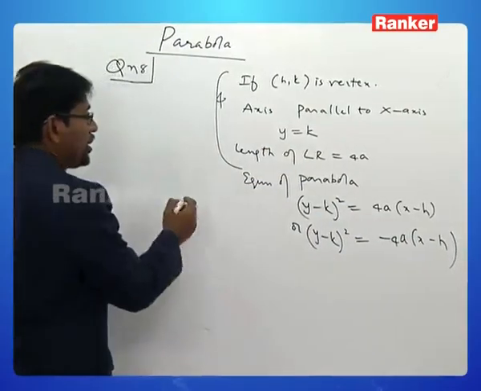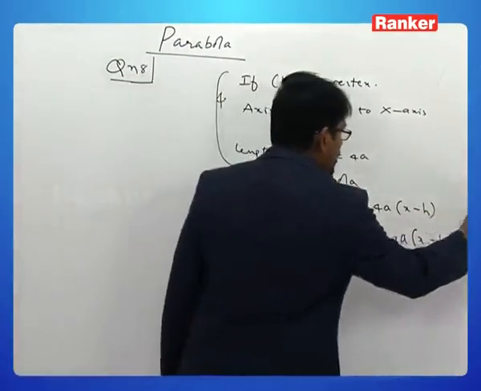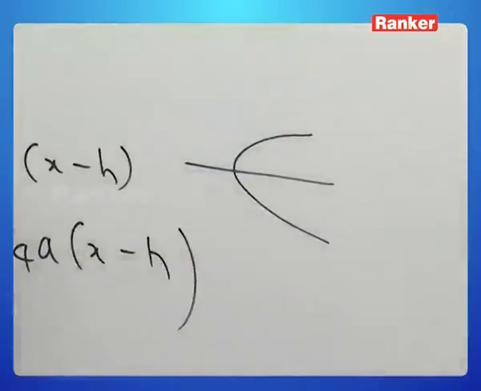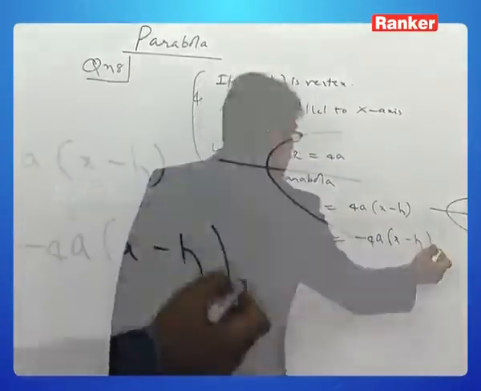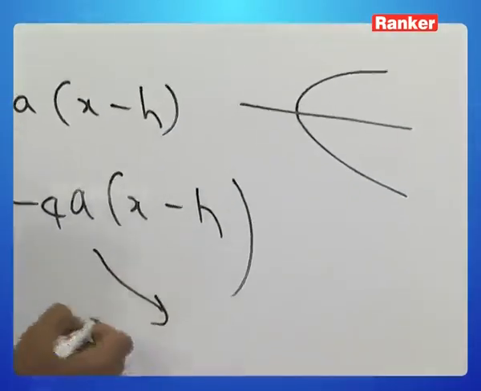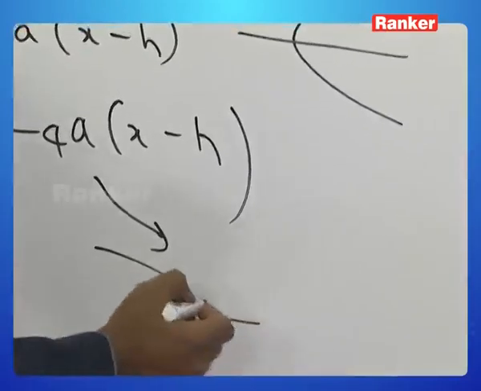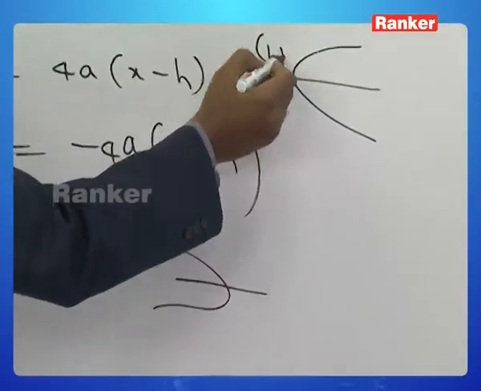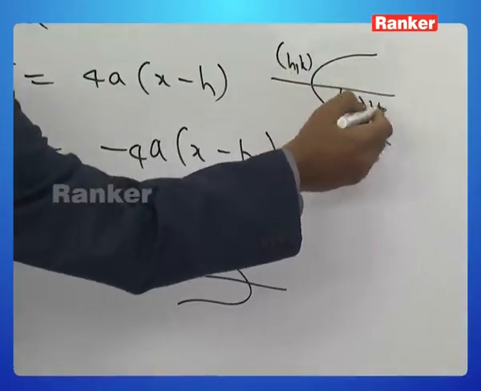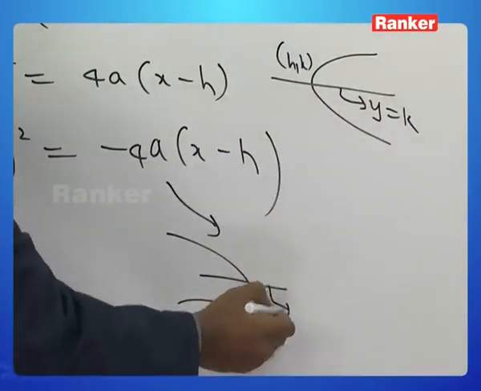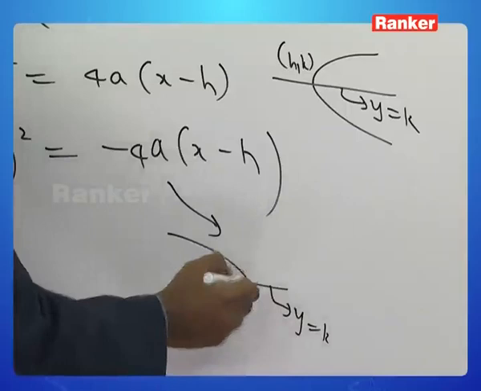So the shape of this parabola will have to be like this. This is the vertex h comma k. This is the axis y equal to k. Here is the same, y equal to k, vertex is h comma k.